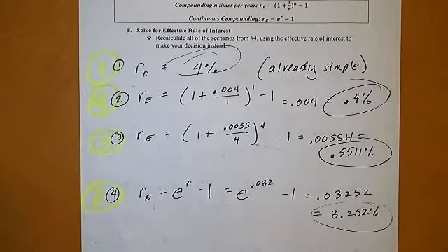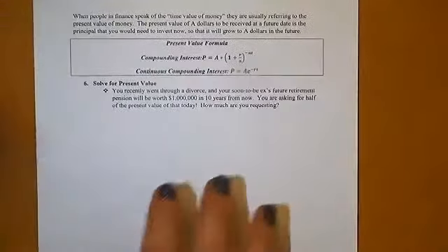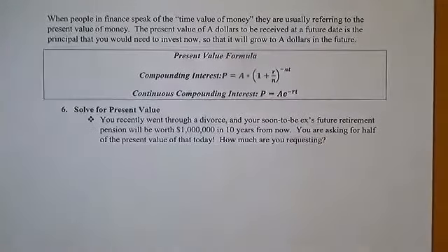Okay, the last thing we're going to talk about for this section is present value. When people in finance speak of the time value of money, they're usually referring to the present value of money. The present value of $8 to be received at a future date is the principal that you would need to invest now so that it will grow into $8 later.